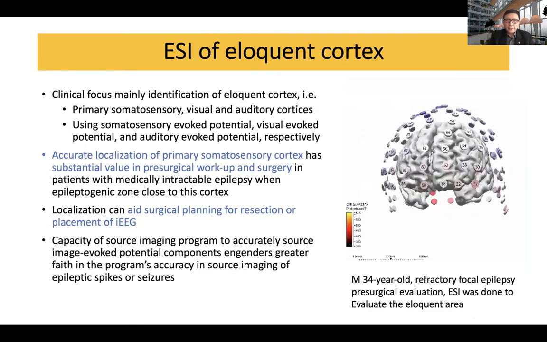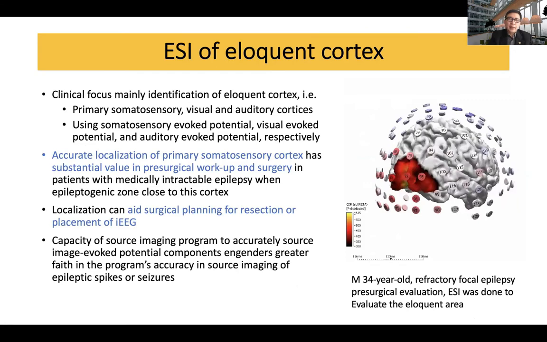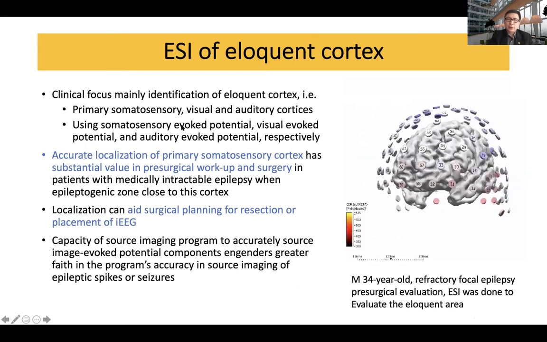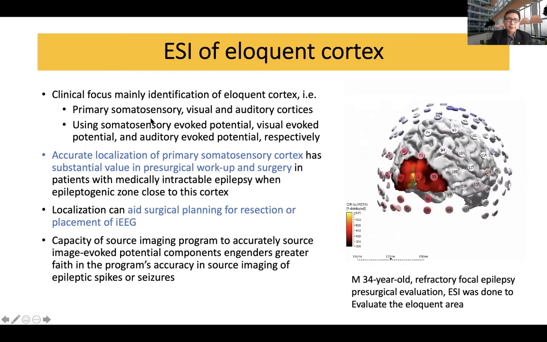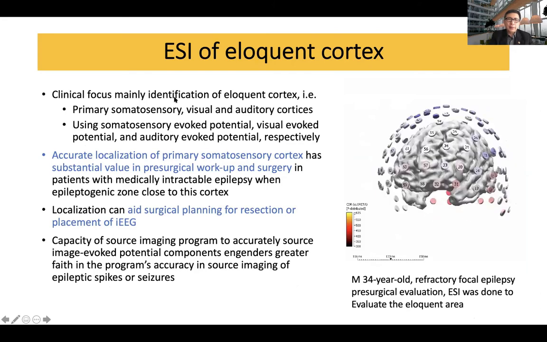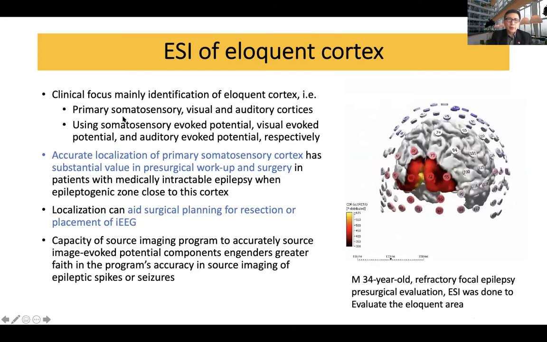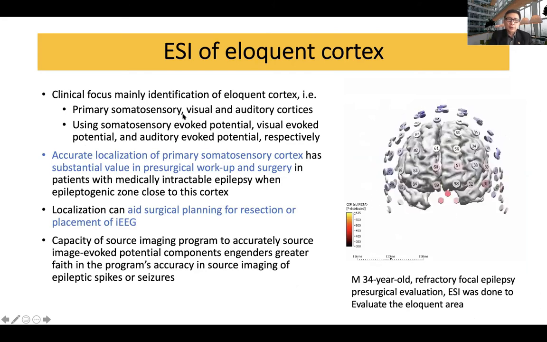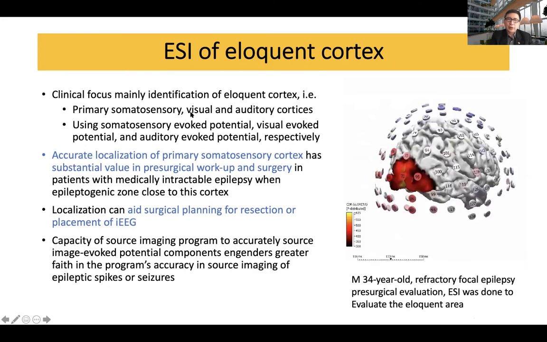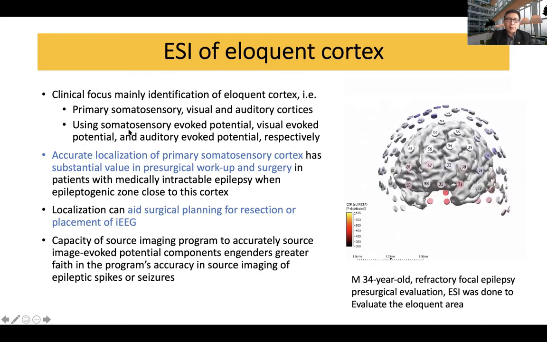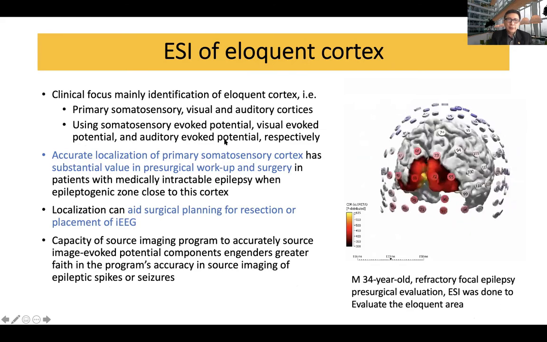ESI can also be used to identify eloquent cortex. That can be really useful for pre-surgical evaluation. The clinical focus is mainly identification of the eloquent cortex, for example the primary somatosensory, visual, and auditory cortex, and auditory evoked potentials.